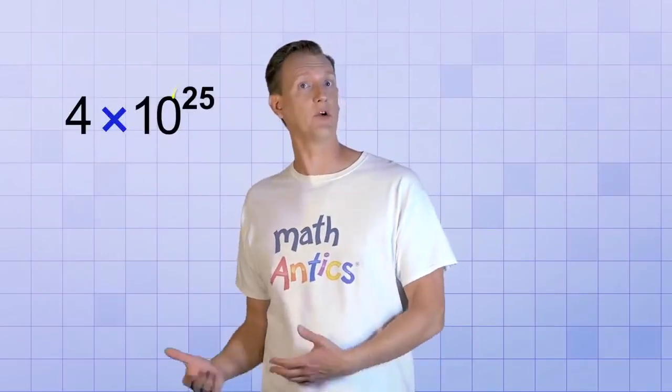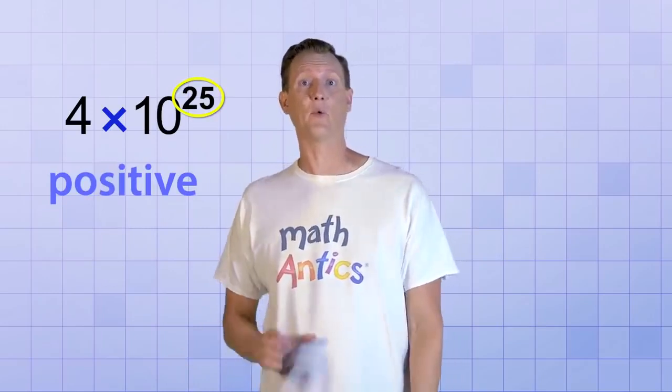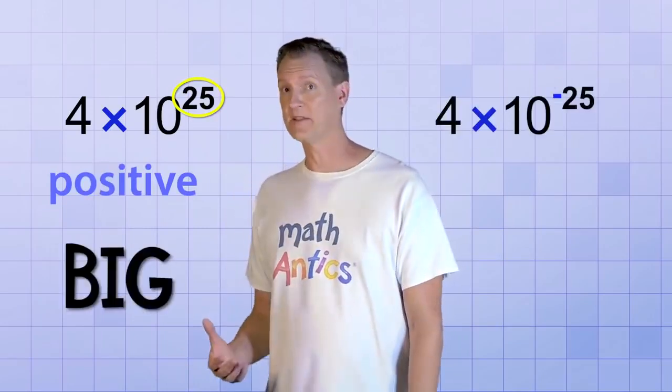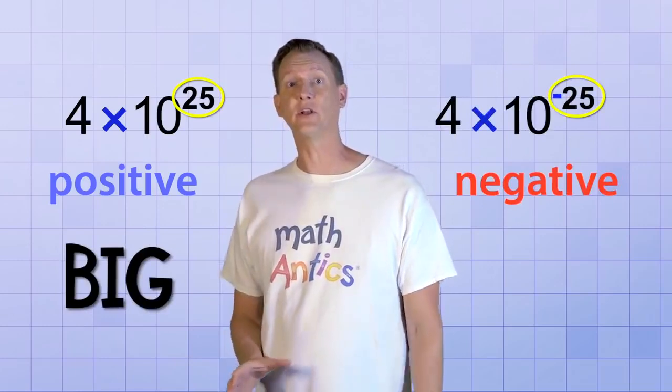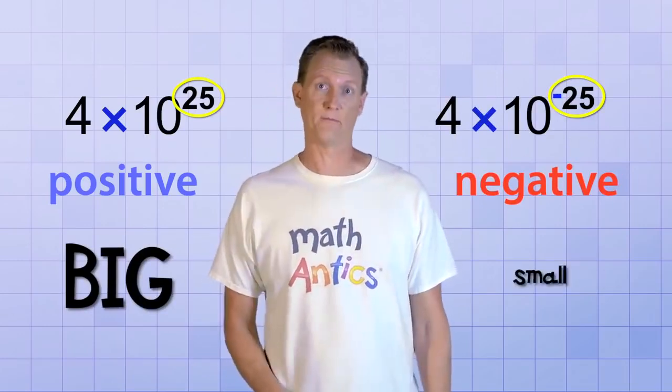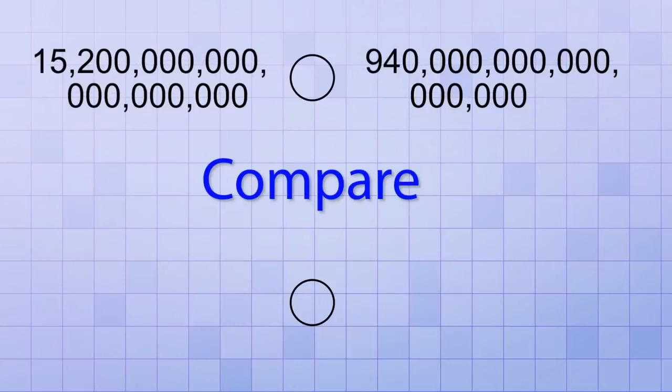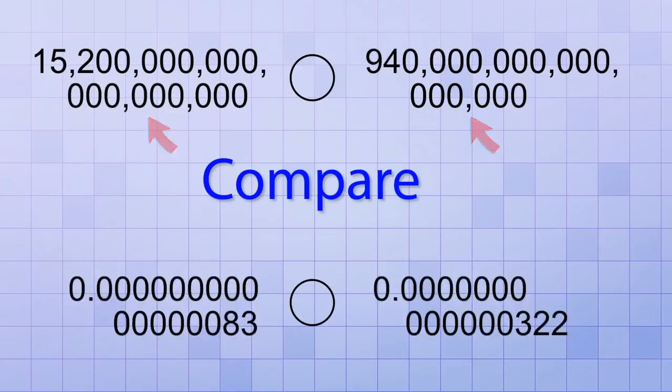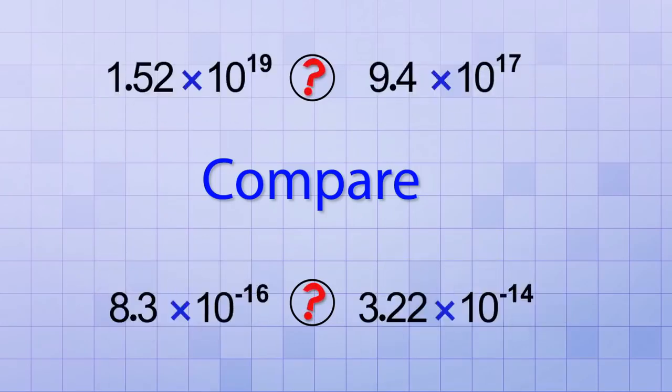For example, if the order of magnitude is a big positive exponent, then you know right away that you're dealing with a really big number. But if it's a big negative exponent, then you know you're dealing with a really small number. And if you're comparing two really big numbers like these two, or two really small numbers like these two, it's hard to tell at a glance which is actually bigger or smaller. But if you see them in scientific notation, it's easy to see that this number's order of magnitude is bigger than the others, which means that it's bigger. And this number's order of magnitude is less than the others, which means that it's smaller.